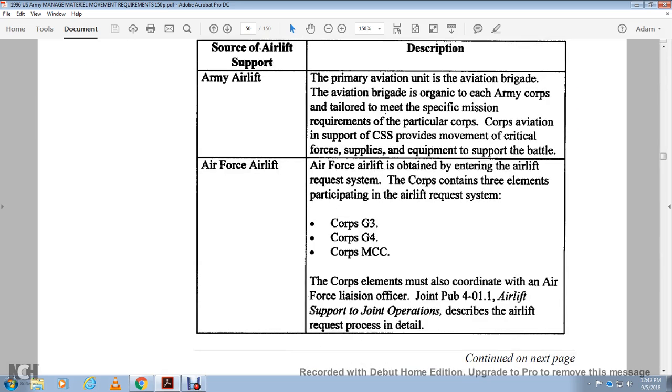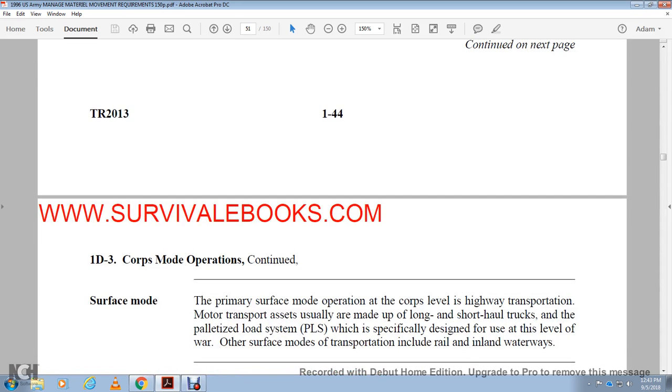The Air Force airlift is obtained through the airlift request system. The Corps contains three elements participating with the airlift request system: Corps G3, Corps G4, and Corps MC. The Corps element must be recorded with the Air Force liaison officers. Joint Publication 4-01.1, support with the Joint Operations Squad. The airlift request process in detail.